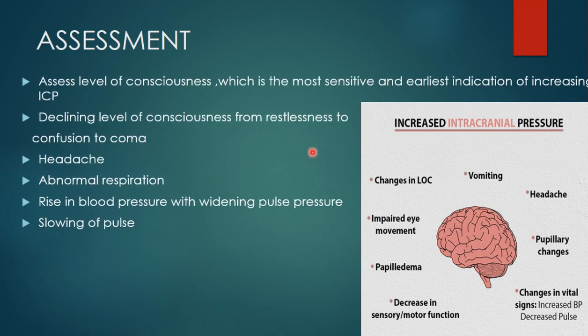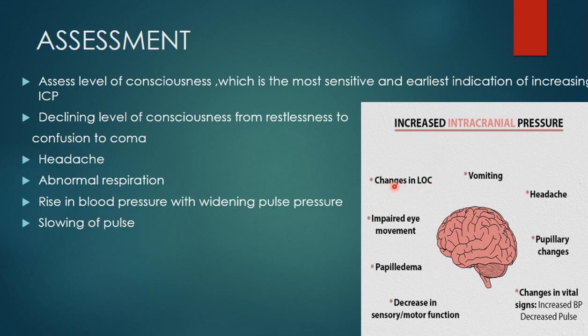Next, assessment. How can we assess? First of all, assess the level of consciousness, which is the most sensitive and the earliest indication of increasing intracranial pressure. There will be changes in the level of consciousness, declining from restlessness to confusion, then confusion to coma. Patient may have headache, abnormal respiration, rise in blood pressure with widening pulse pressure. What is it? Widened pulse pressure refers to a large difference between your systolic and diastolic pressure. Slowing of pulse will be there.